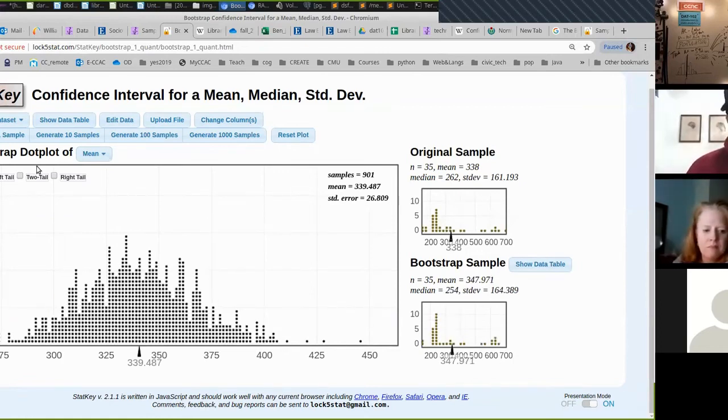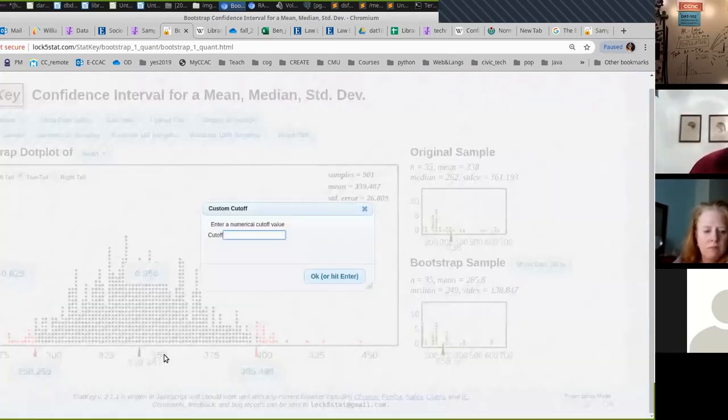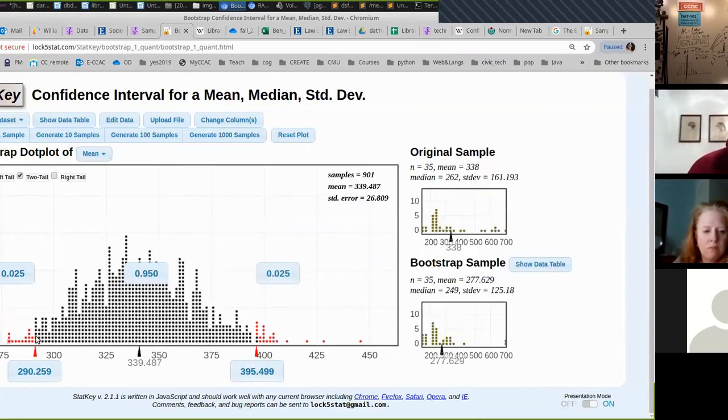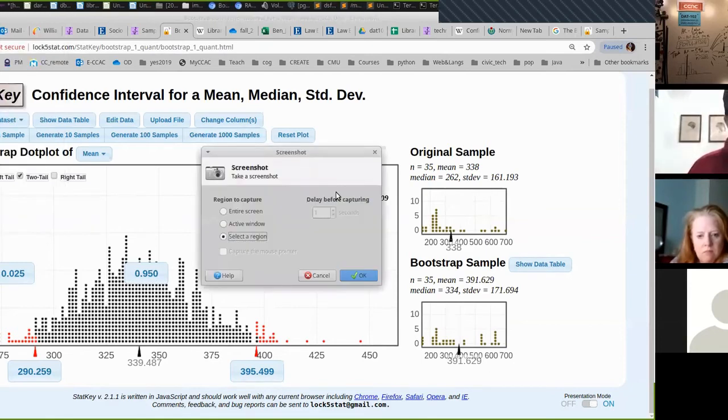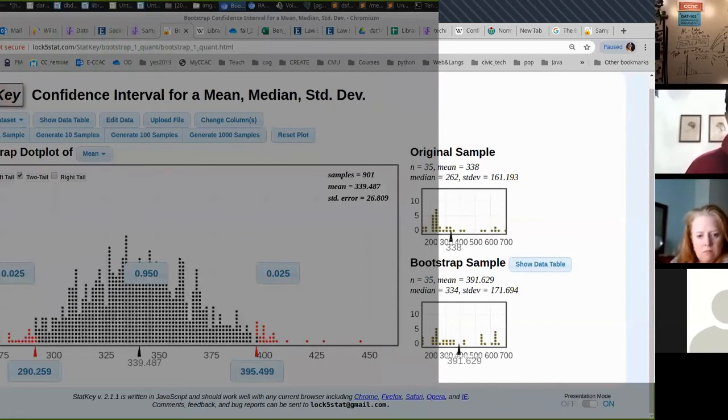And so now I can put on my normal distribution tails and say which cutoff values trap 95%, the center 95% of all of our samples. Well, those cutoff values are 290 to 395. So this is the confidence interval. This would say that our point estimate of the average page length of books, I'm actually going to screenshot some of this, and I'm going to post it on our analysis page with these statements.